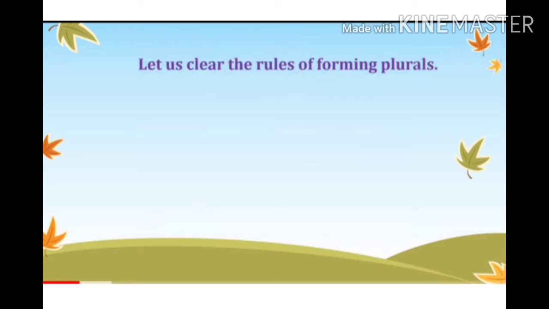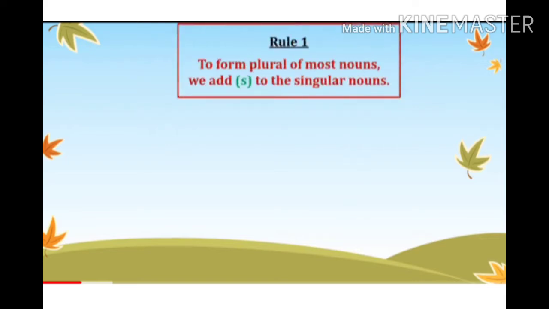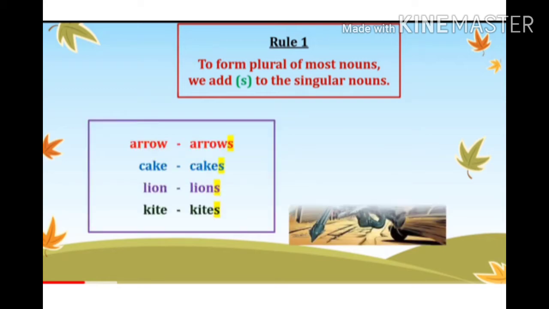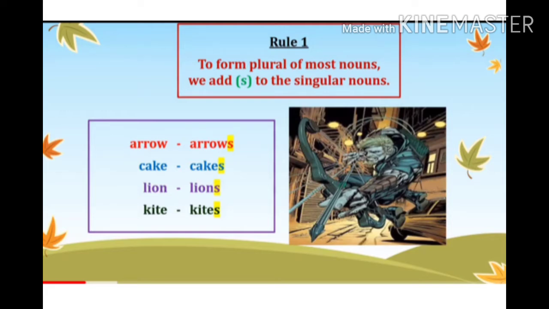Now, let us clear the rules of forming plurals. Rule number 1. To form the plural of most nouns, we just have to add s to the singular noun. For example, one arrow is called an arrow, and if you have more than one, they are known as arrows. You just have to add s and it will become arrows.